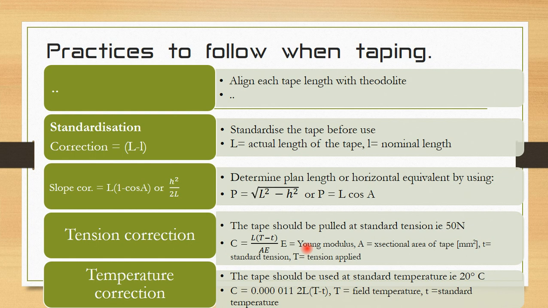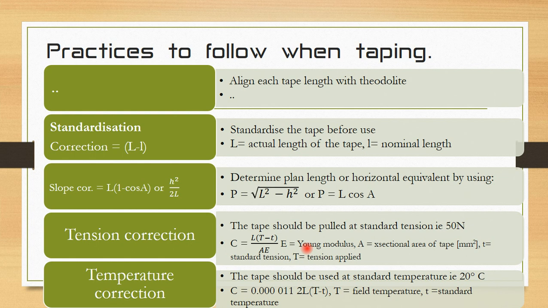And another is the temperature correction. The tapes are normally standard at 20 degrees Celsius. So if you are to use the tape where the environmental temperature or the field temperature is below 20 degrees Celsius or above 20 degrees Celsius, then you have to do some correction.